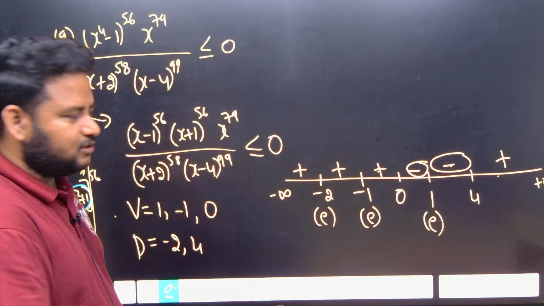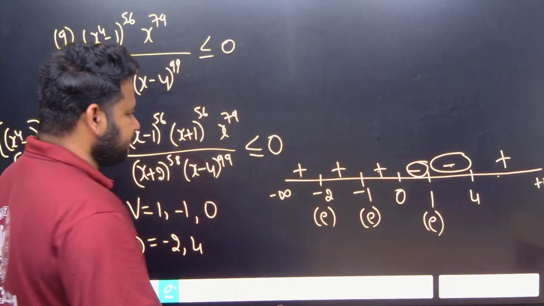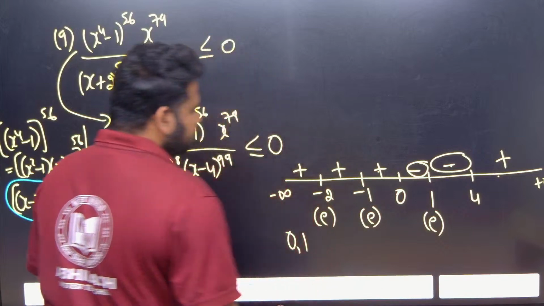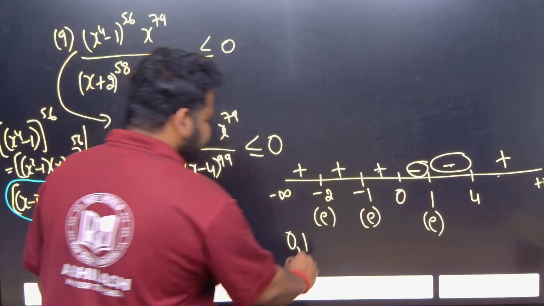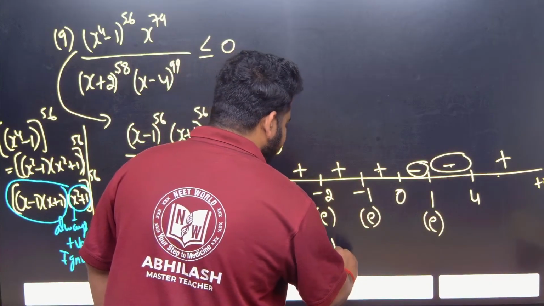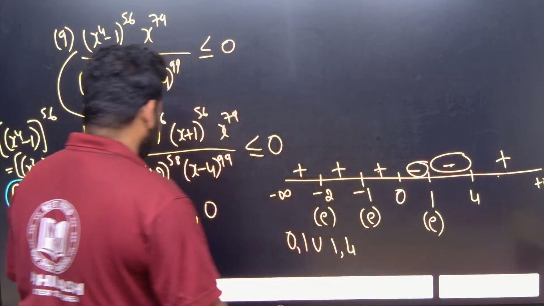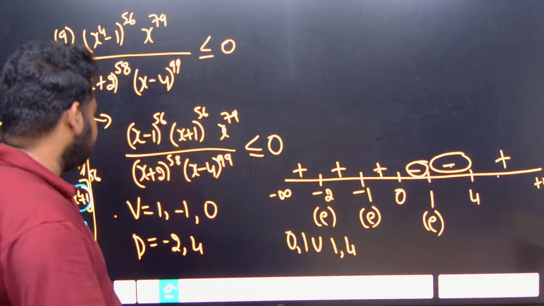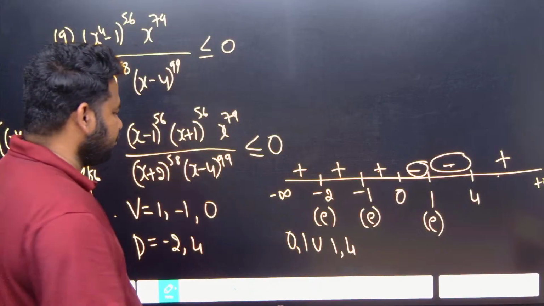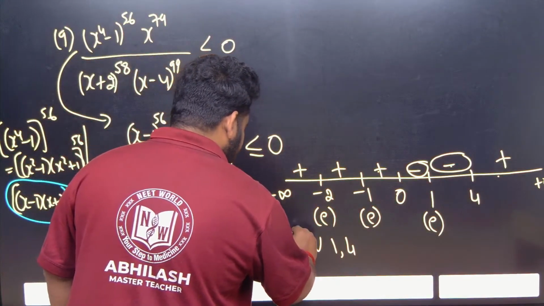So for that, let us write down the interval. I am having 0, 1 union 1, 4. Now 0 is what? Vanishing point, 1 is what? Vanishing point. It is less than or equal to, so that is included, that means this is closed interval.